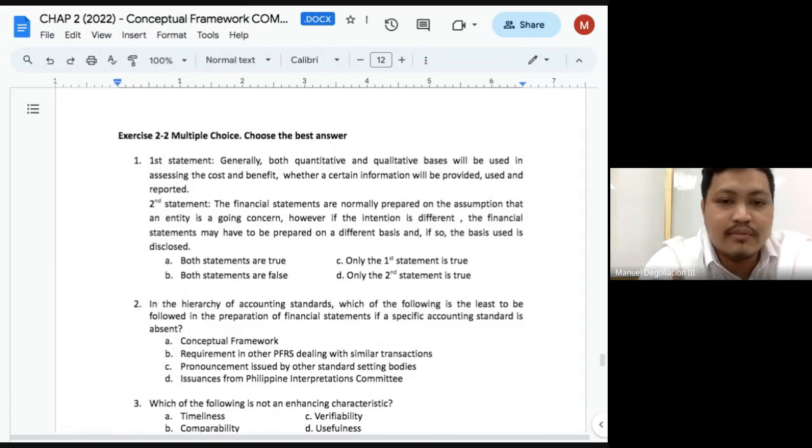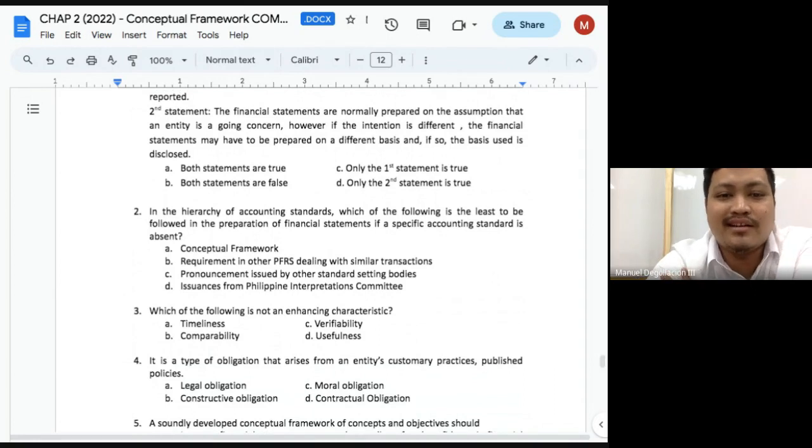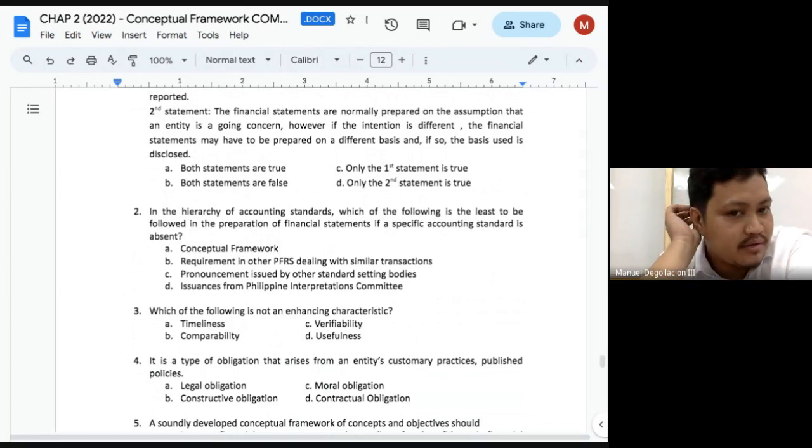The prevailing assumption in the preparation of financial statements is that the entity is a going concern. There is no immediate plan of dissolving and liquidating the entity. So the answer for number 1 would be letter A. Second question, in the hierarchy of accounting standards, which of the following is the least to be followed in the preparation of financial statements if a specific accounting standard is absent? The answer here would be letter C, pronouncements issued by the other standard setting bodies.